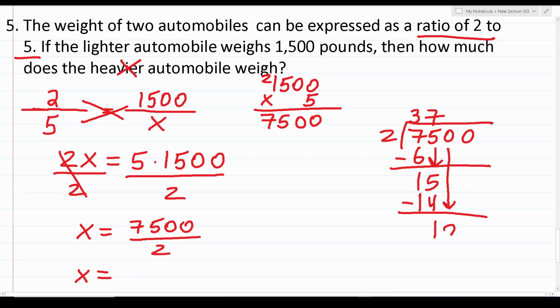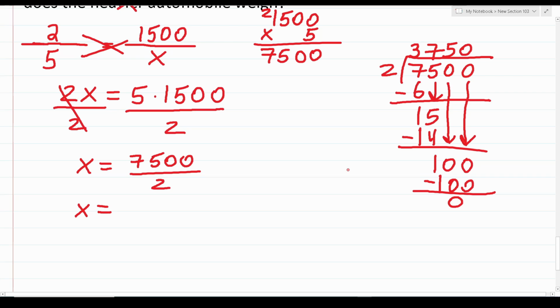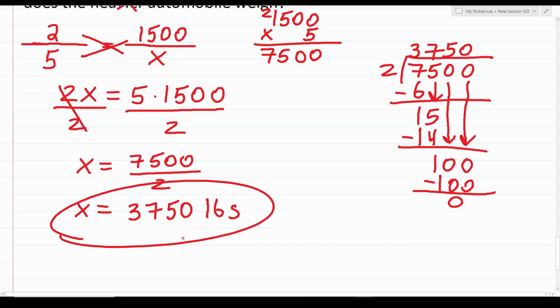Drop down this 0. Now let's think about this right here. We do know that 2 times 5 would be 10. But can't we solve this one by dropping down this other 0 and making this 100? Because we know 2 times 50 would be 100, so we would have no remainder. All right, so just like that, we perform the long division. And in light of that, we know the weight of the heavier car is 3750. And of course, that's pounds. All right, so that's that one.